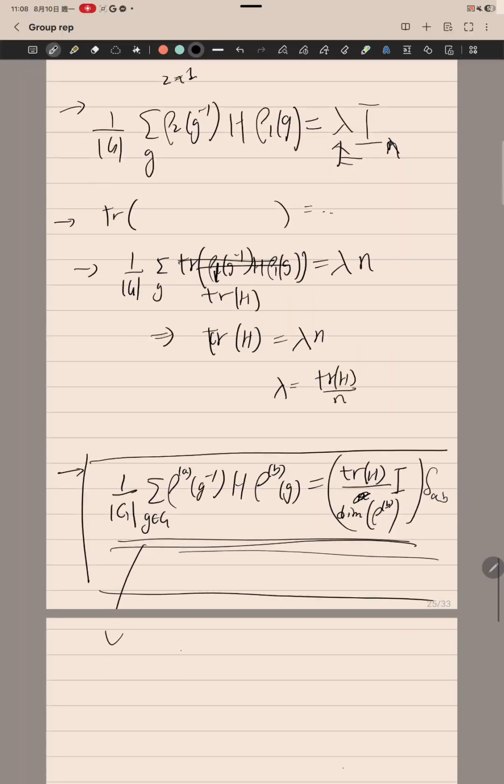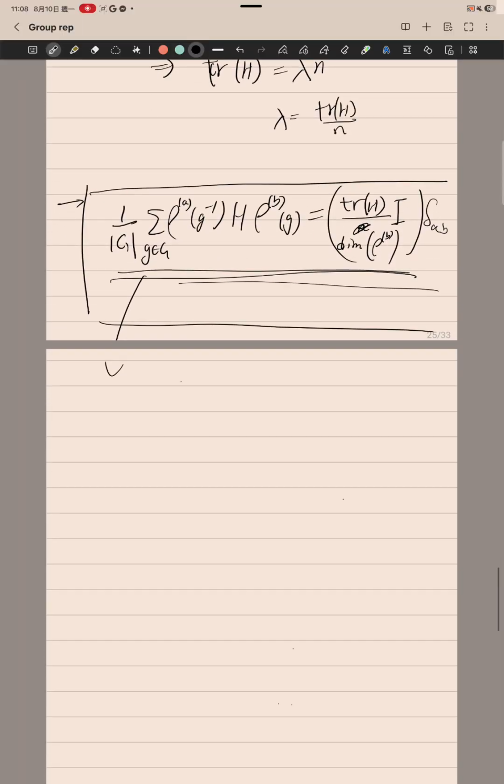Exactly the same as this one. Okay. So now to do this, so this is a matrix equality, right? So I can take the component. So I take H to be a so-called projector.